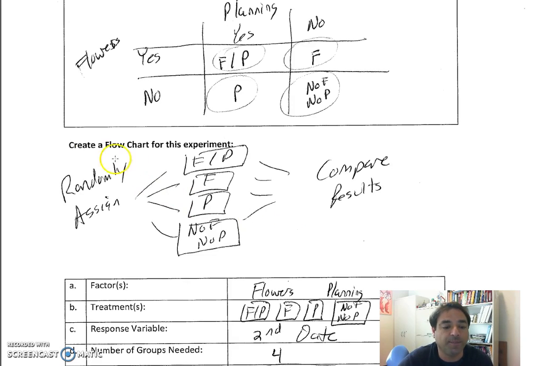We can do our flow chart. Randomly assign. 1 group gets flowers and planning. 1 group gets just flowers. 1 group gets planning. And 1 group gets no flowers, no planning. Notice we didn't put a placebo because not always a placebo makes sense. In this case, it doesn't. And then at the end, we compare results.